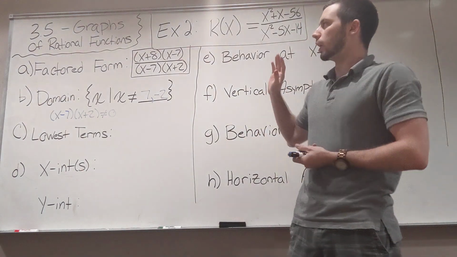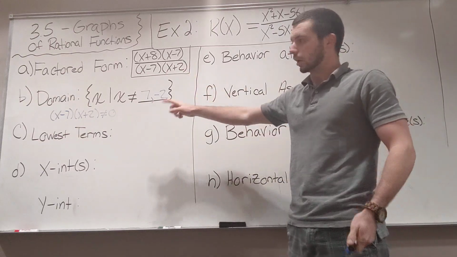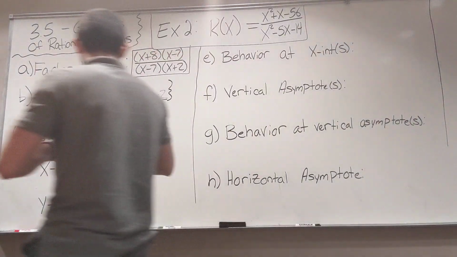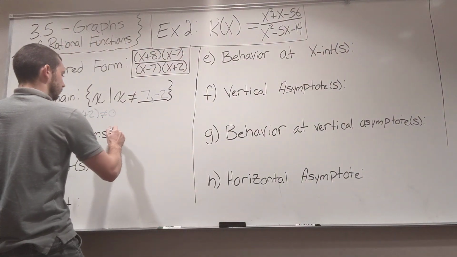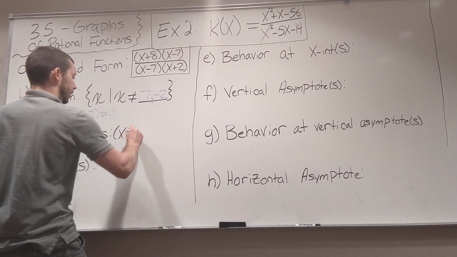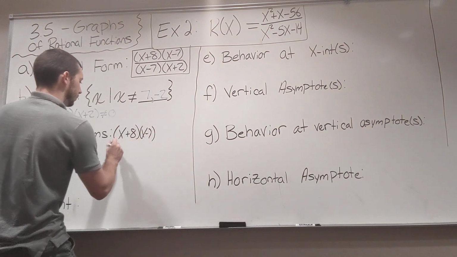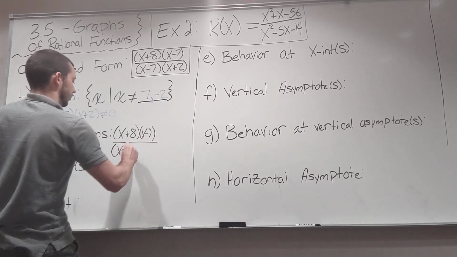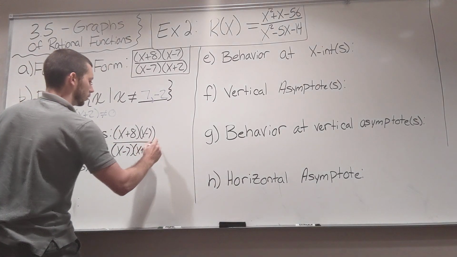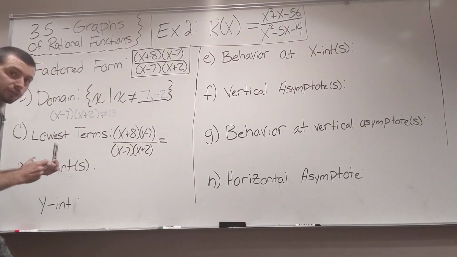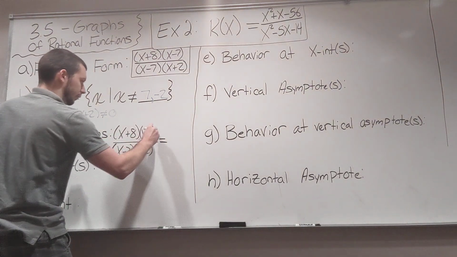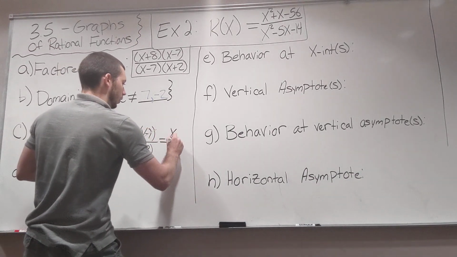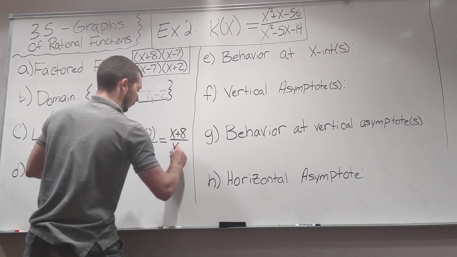However, we can simplify the problem now. So now lowest terms is saying, if you have any cancellations, go ahead and do those. So what we had before, it was x plus 8, x minus 7. So I'm rewriting what's up here. x minus 7, x plus 2. And hopefully everybody sees that these x minus 7's cancel. And that simplifies really nicely down to x plus 8 divided by x plus 2.